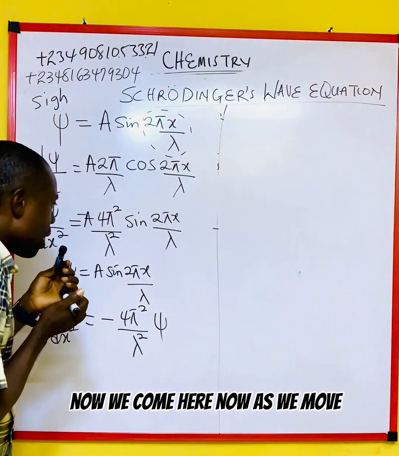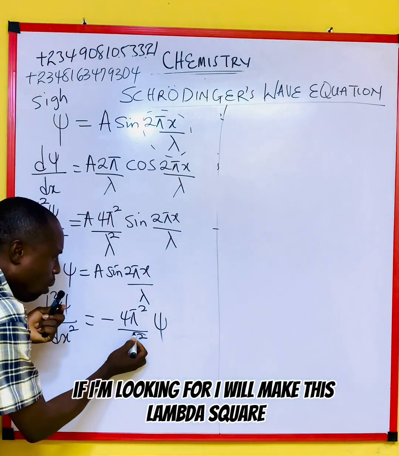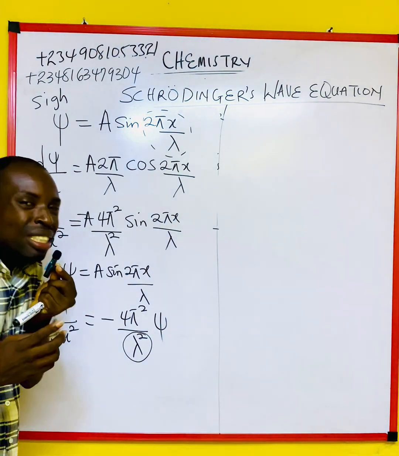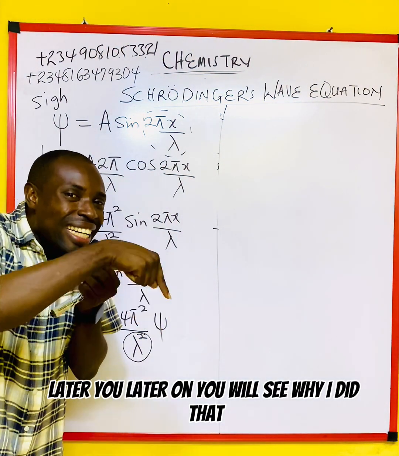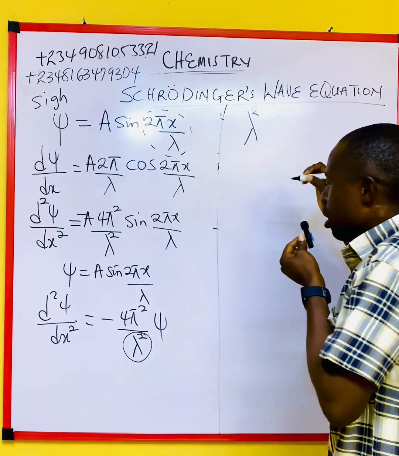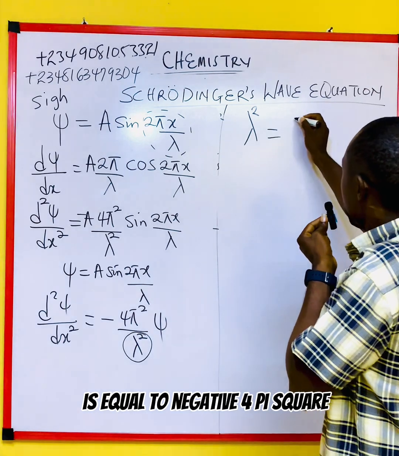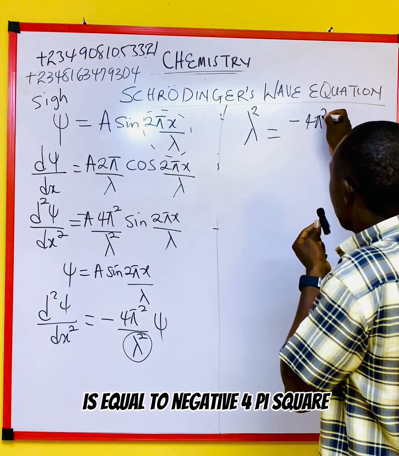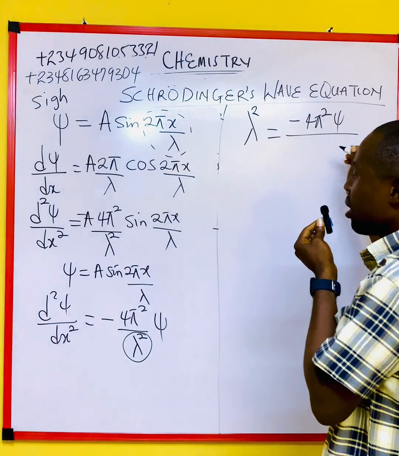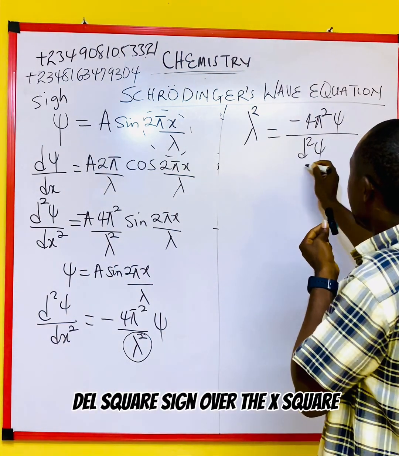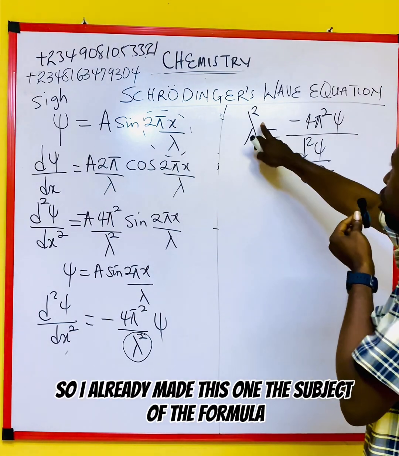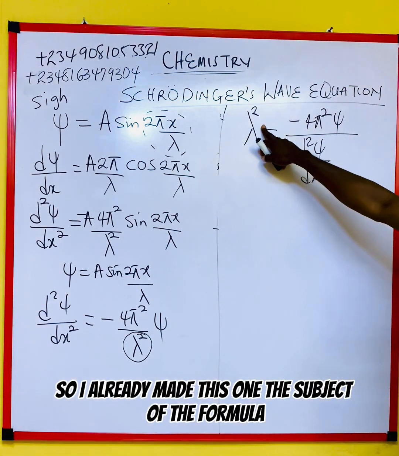Now we come here. As we move on, I'll make lambda square the subject of the formula. Later on you will see why I did that. So I'll now have lambda square is equal to negative 4 pi square sine over the square sine over dx square. Is that clear now? So I already made this one the subject of the formula, right?